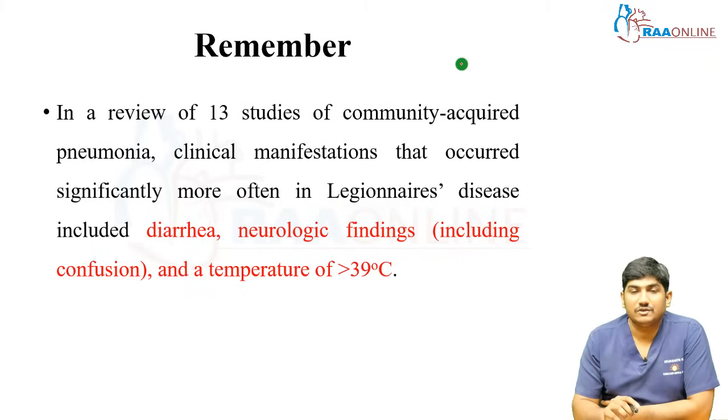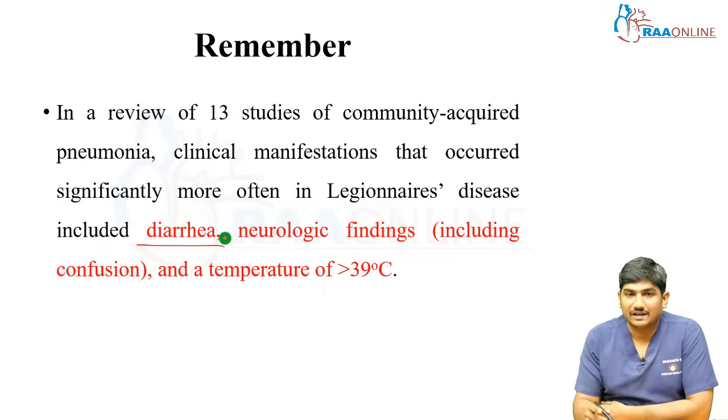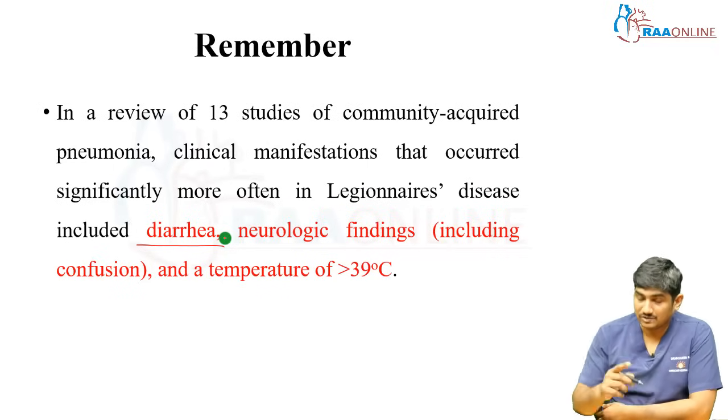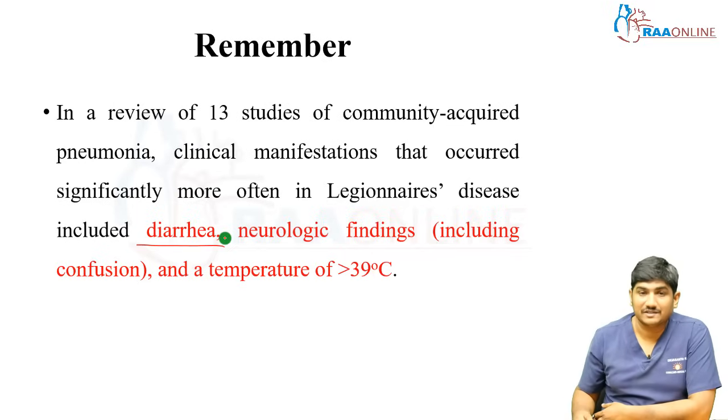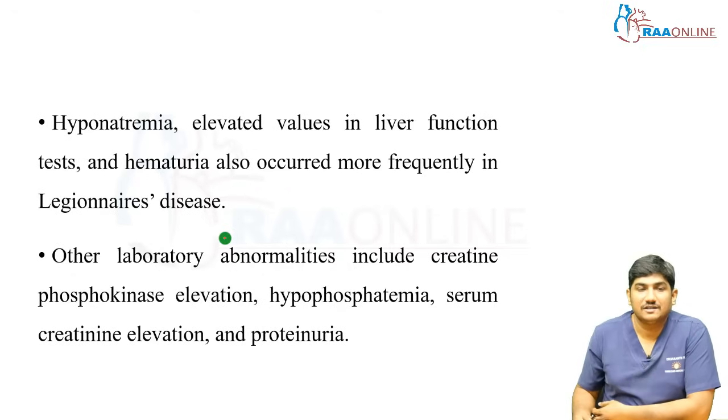So remember, in a review of 13 studies of community-acquired pneumonia, clinical manifestations that occurred significantly more often in Legionella disease are the diarrhea, neurological findings, and temperature. Okay, so having seen Listeria, our previous topic, even that presents with diarrhea, neurological findings, and temperature. So even here you have diarrhea, neurological findings, and temperature, right? So you need to be able to differentiate what you're dealing with. And both these diseases are not primarily CNS diseases, they're infections basically.